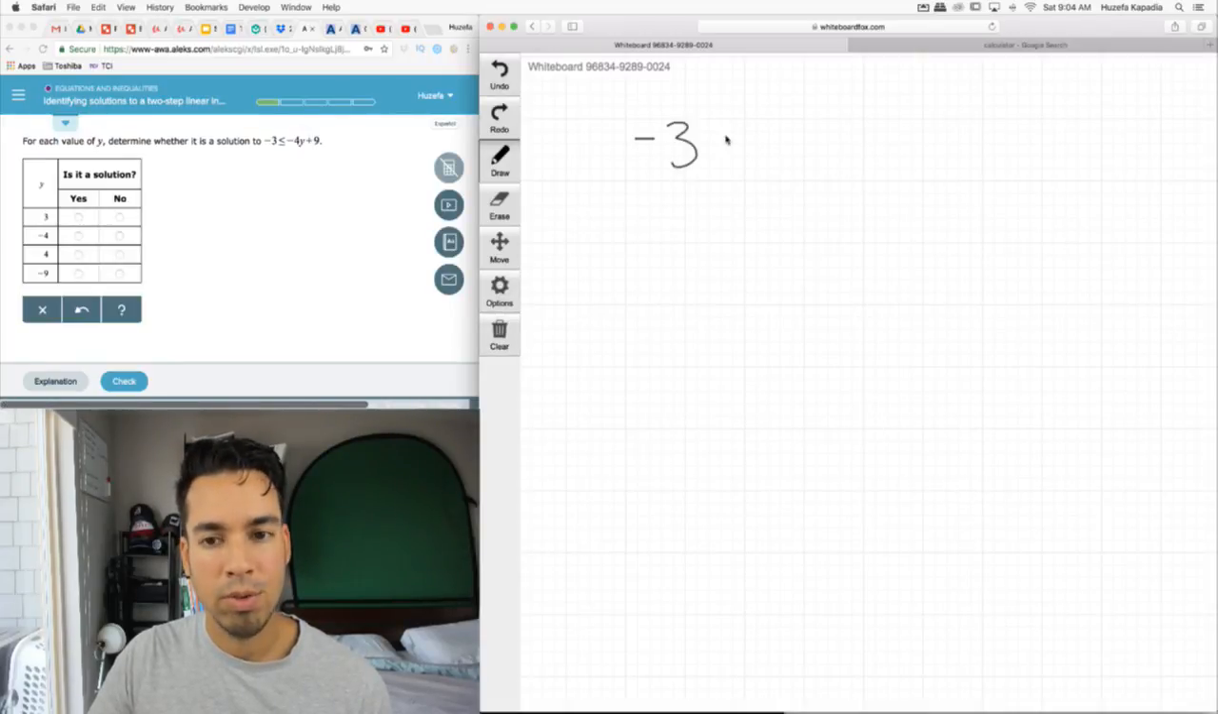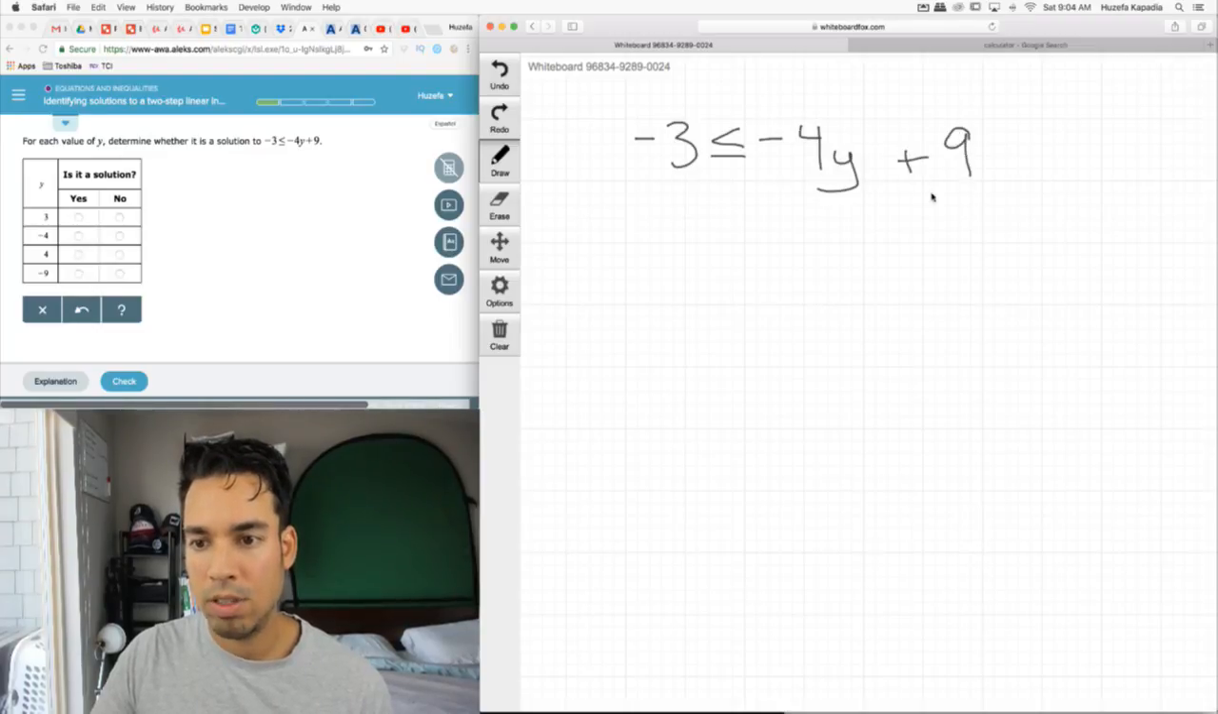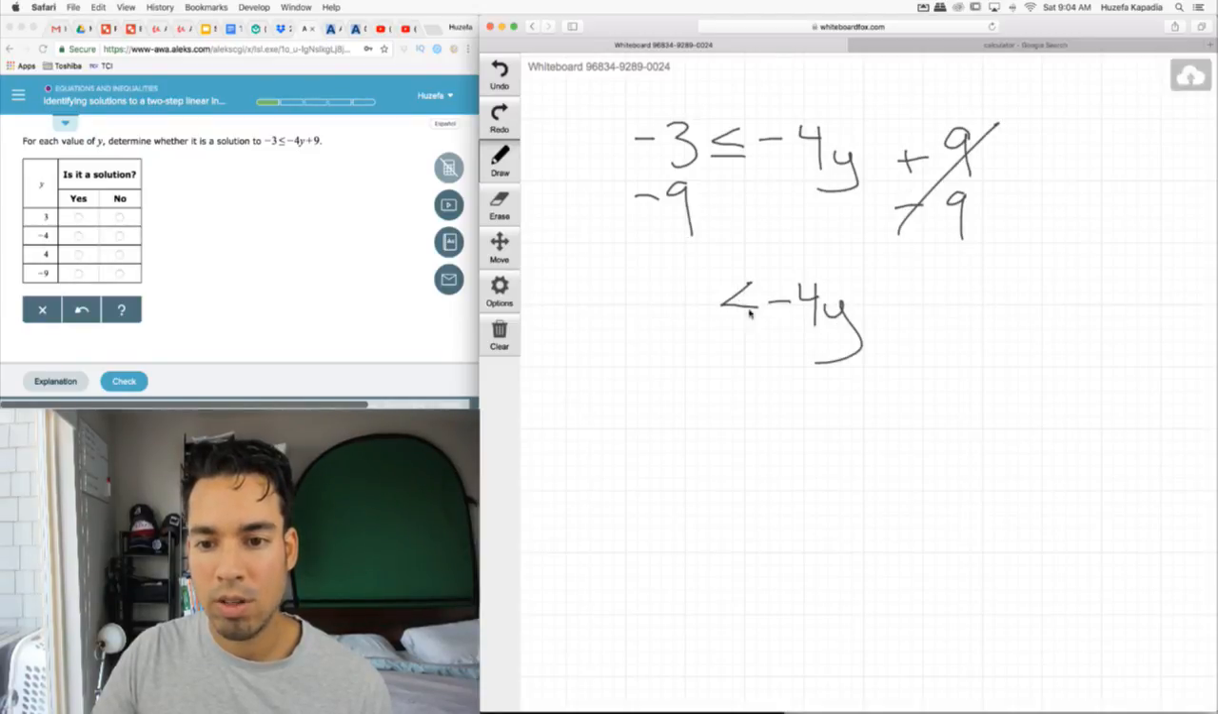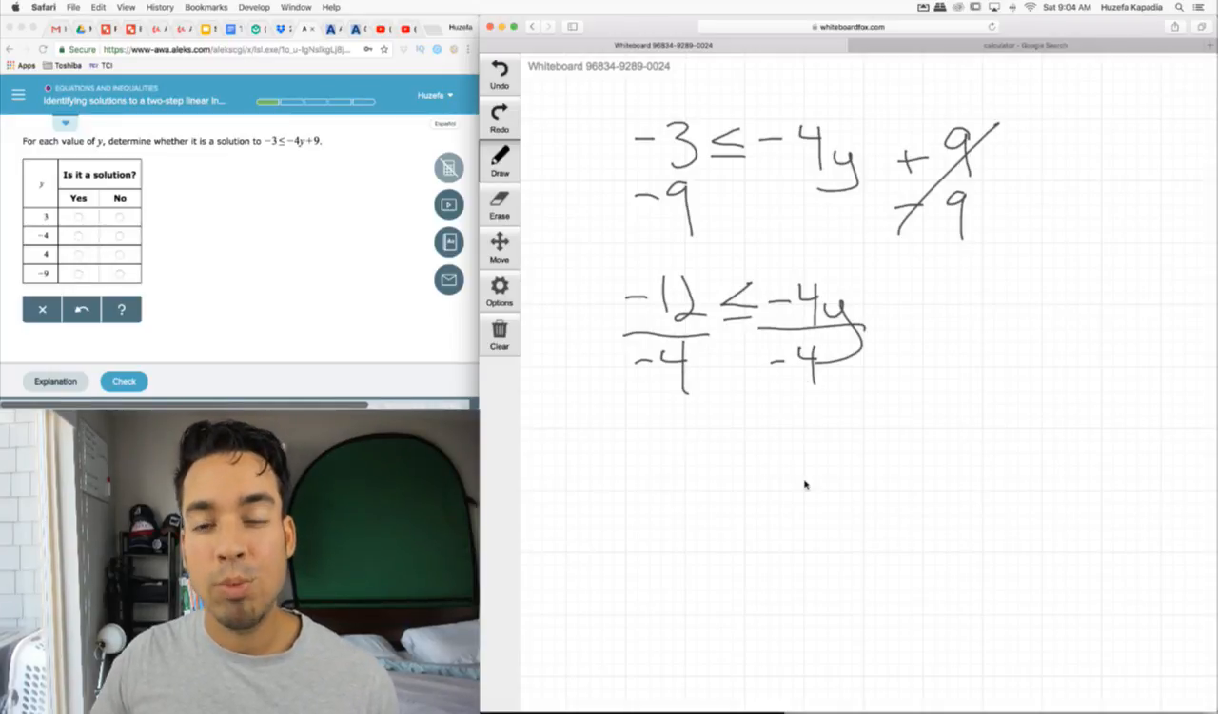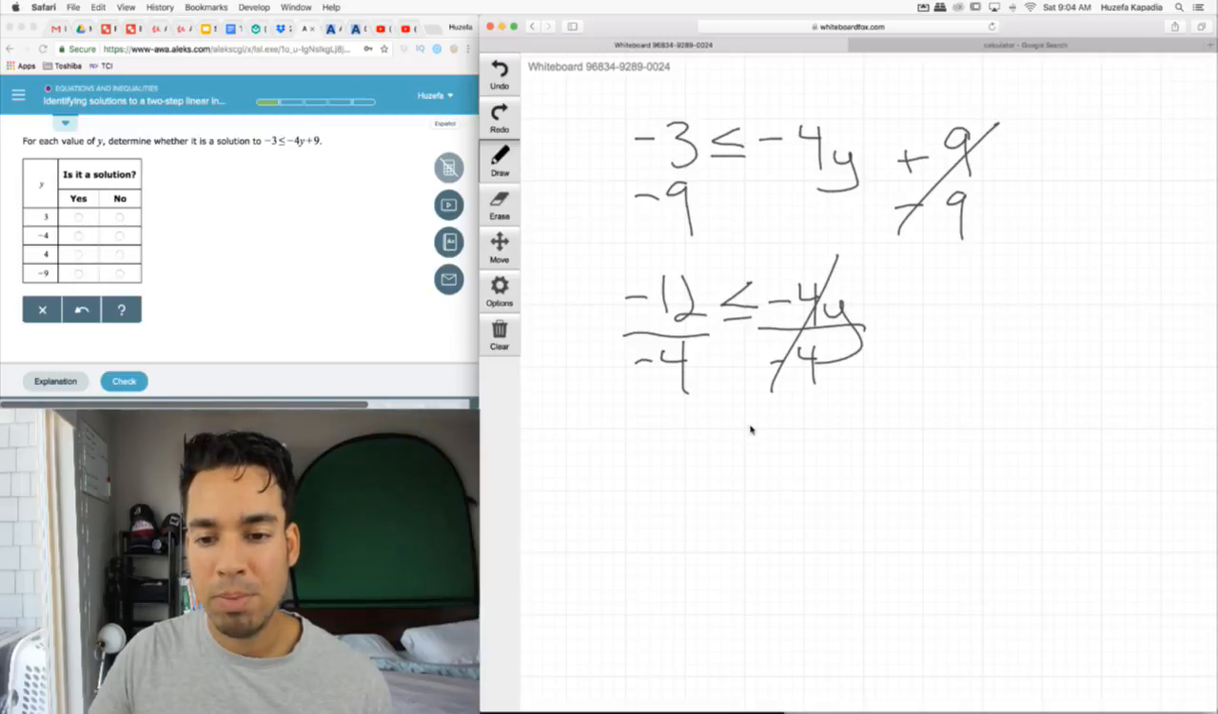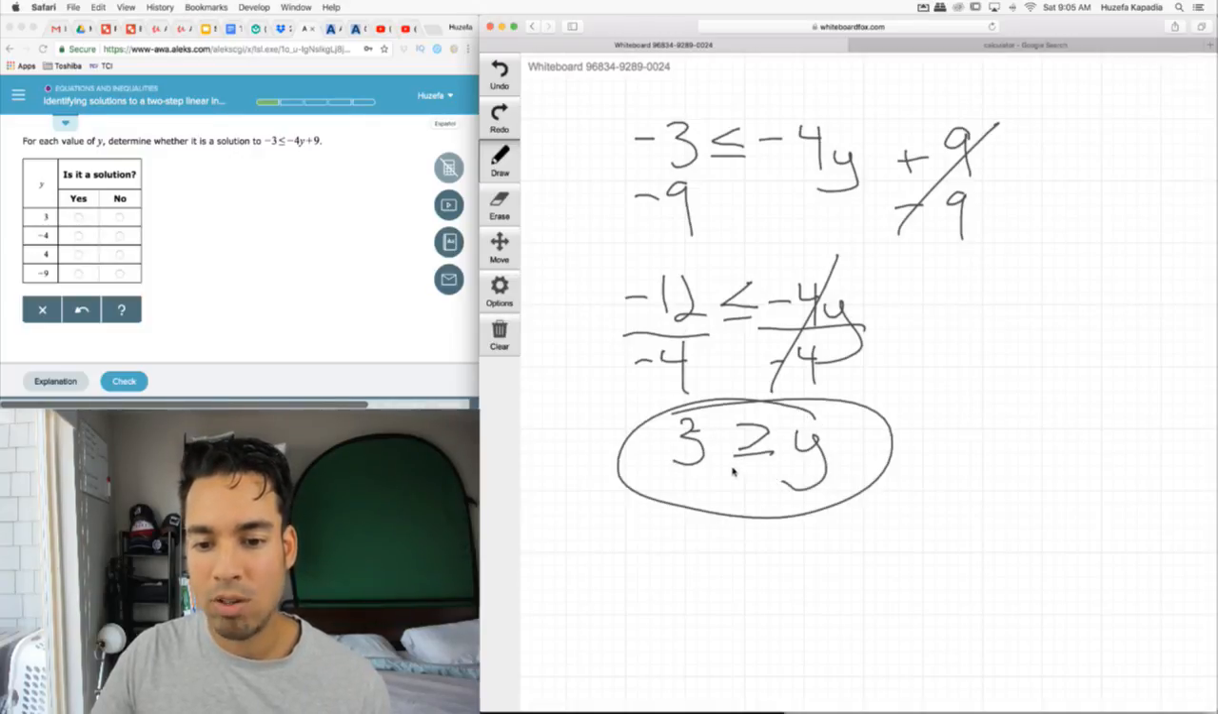And you get -3 is less than or equal to -4y plus 9. Same deal, let's isolate the y. We get -4y is greater than or equal to -12. Now we're going to divide both sides by -4, but this is the part you've got to be careful of. When you divide by a negative, you've got to flip that inequality. So -12 divided by -4 is +3. So the final answer is y is less than or equal to 3.